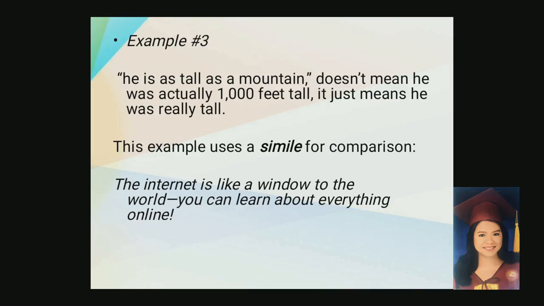Another example, he is as tall as a mountain. It doesn't mean he was actually 1,000 feet tall. It just means he was really tall. This example uses a simile for comparison. The internet is like a window to the world. You can learn about everything online.